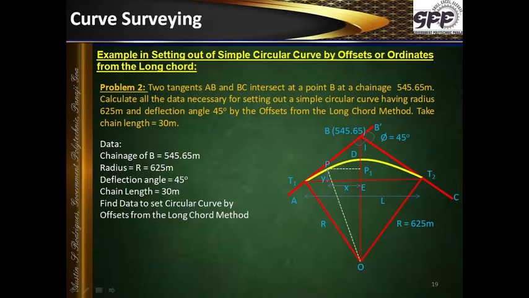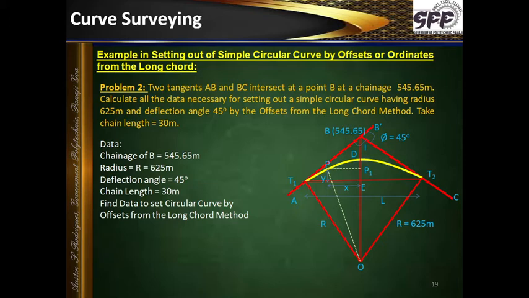Dear friends, let us take another example to understand the setting out of a simple curve by offsets or the ordinates from the long chord. Two tangents AB and BC intersect at a point having a chainage 545.65 meters. We are required to calculate all the data necessary for setting out of a simple curve. The curve radius is given as 625 meters and deflection angle 45 degrees.